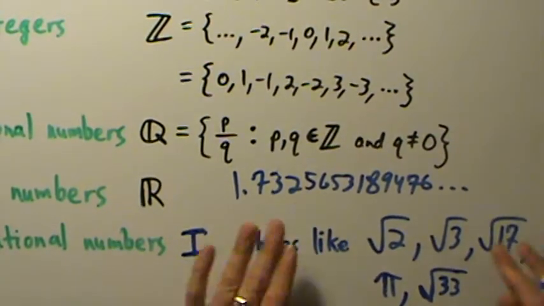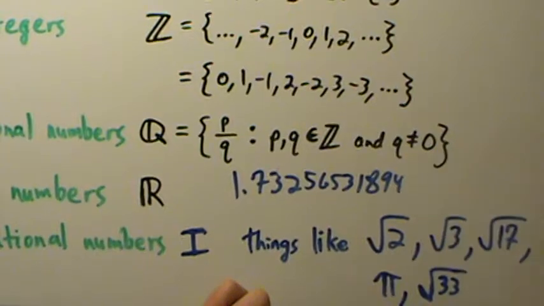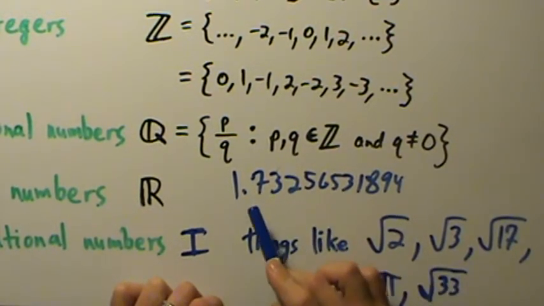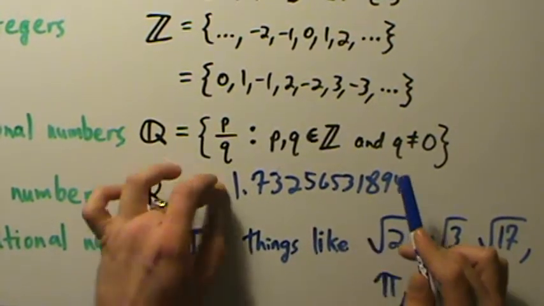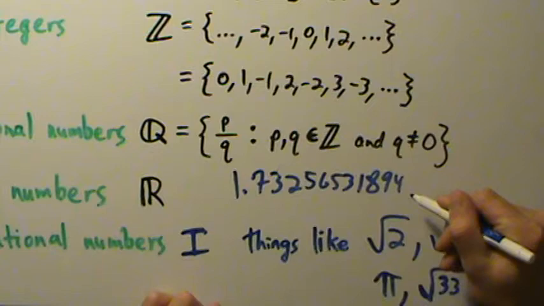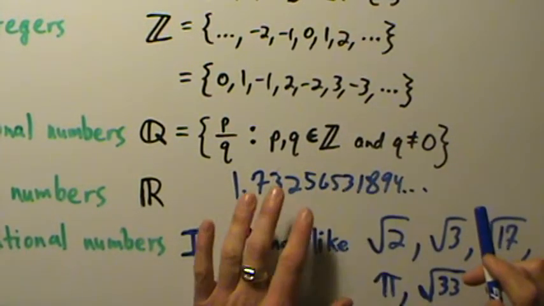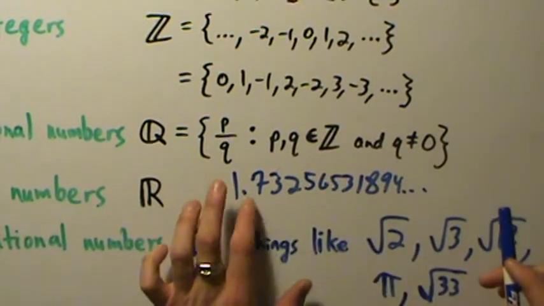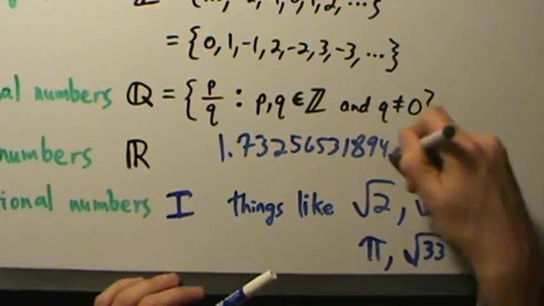But if it terminates after a finite number of spots, like if it stopped here, even though that's a lot of decimal places, that's still rational, because we can express it as a ratio of two integers. But if we keep going on forever and ever without repeating, if you have infinitely many places after the decimal without repeating, then it's irrational. Very important distinction there.